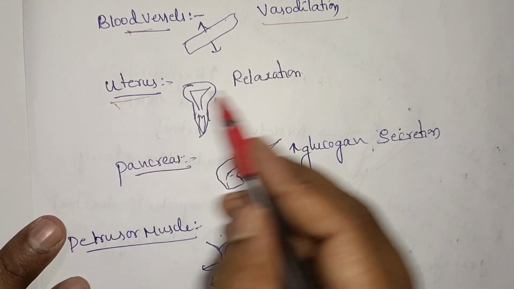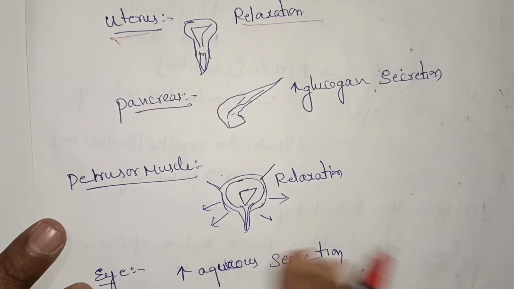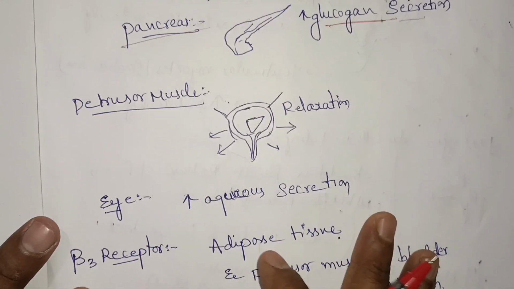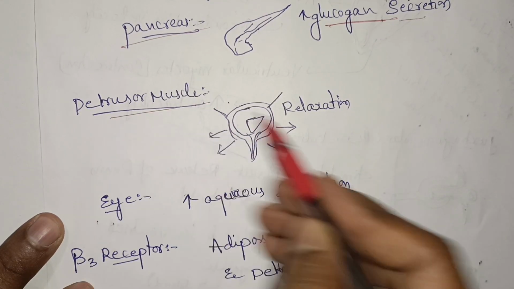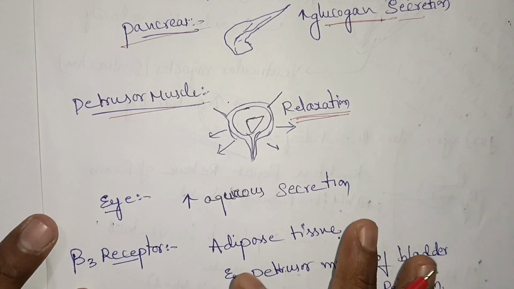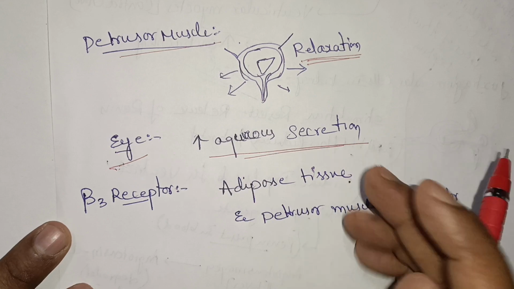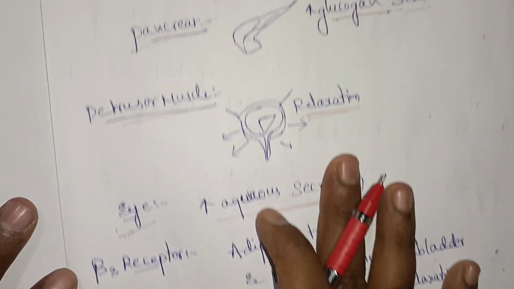In the uterus, relaxation. In the pancreas, it increases glucagon secretion. In the detrusor muscle, it leads to relaxation. And in the eye, it increases aqueous secretion. These are all about adrenergic receptors.